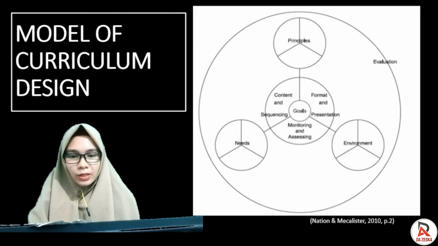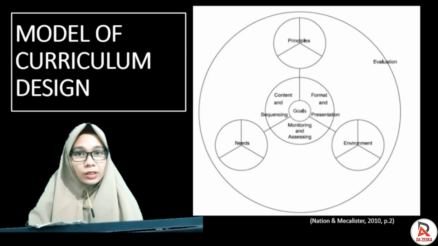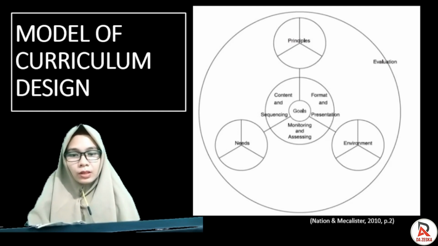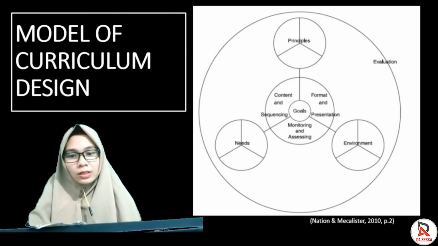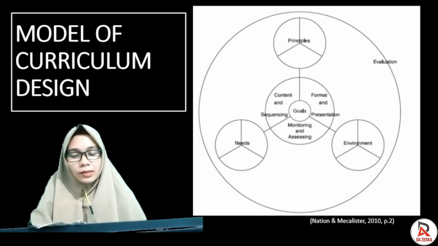And what about presentation? Presentation here means instruction, okay? The teaching instruction that you will use. Those examples are also like the examples I mentioned before, like techniques, okay? Techniques, methods, strategies, approaches for your teaching and learning process.